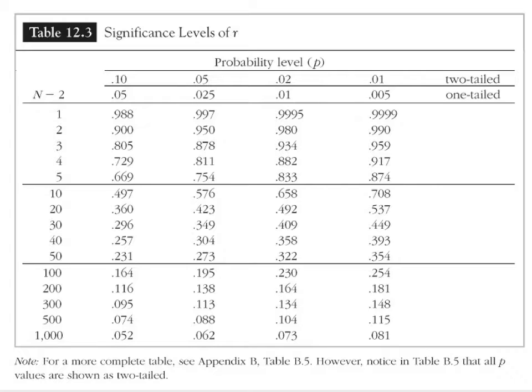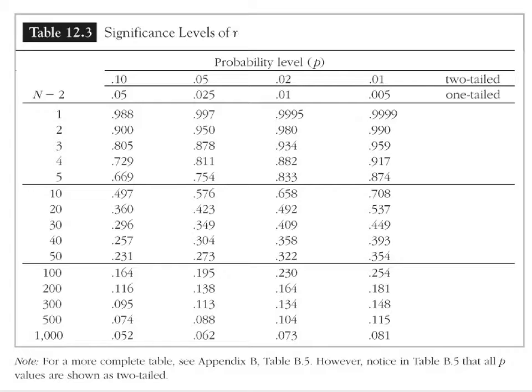So if we're looking at 0.05 and we move down and we have 30 people in our group and we're looking at a 0.05 alpha level or probability, we probably need a correlation of somewhere around 0.35, or roughly a third of the data, a little bit more than a third of the data shows a strong relationship.